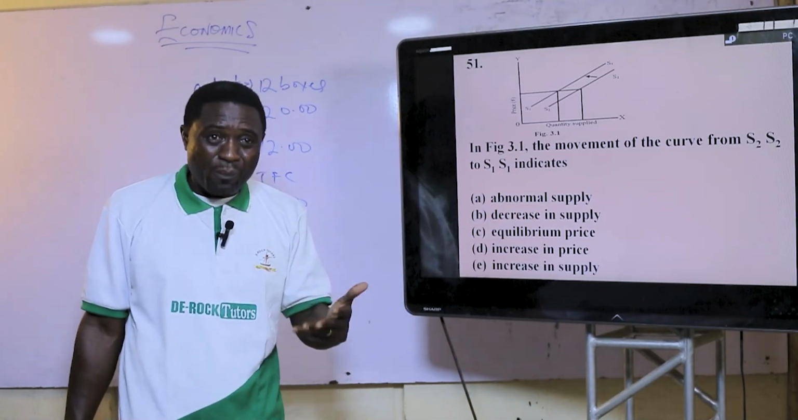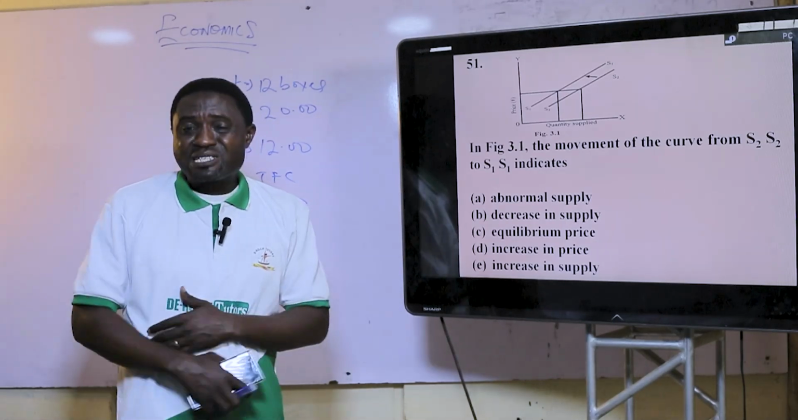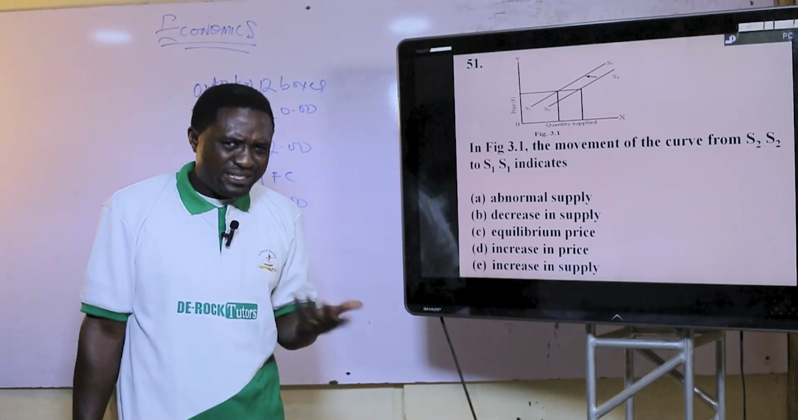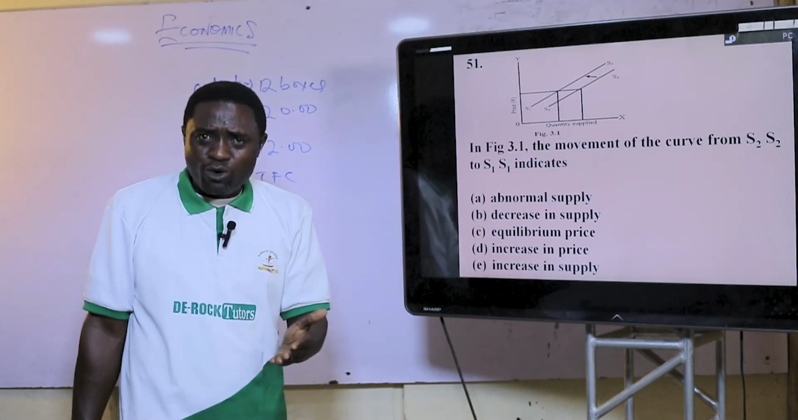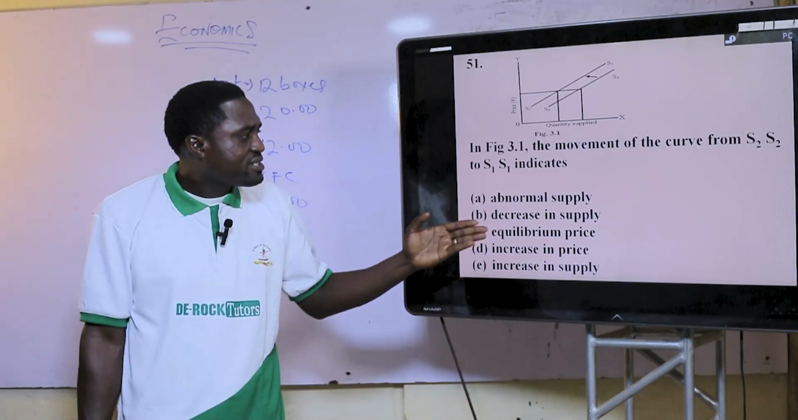When you talk about abnormal supply, it is a supply curve that looks like a demand curve. That is abnormal. Are you getting it? You know it's abnormal. Decrease in supply. This is a bodily shift of the supply curve to the left. The leftward shift is a decrease in supply.